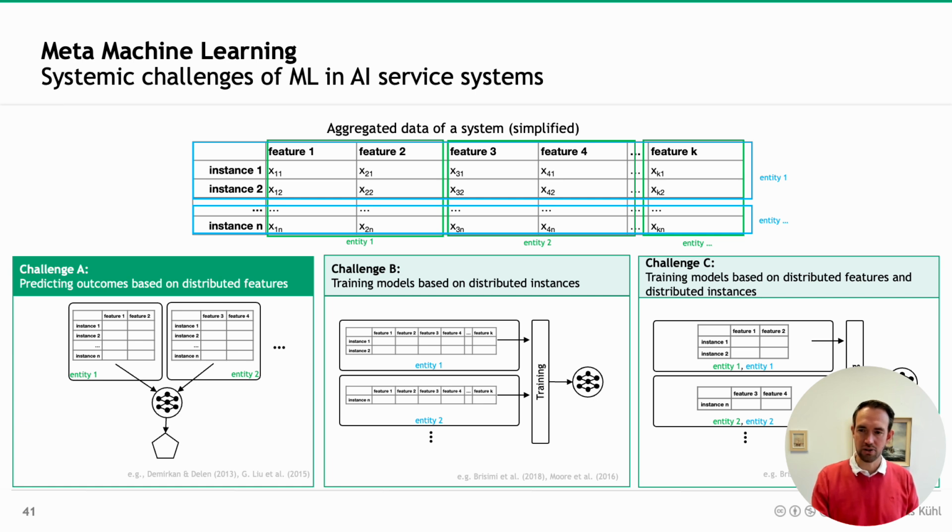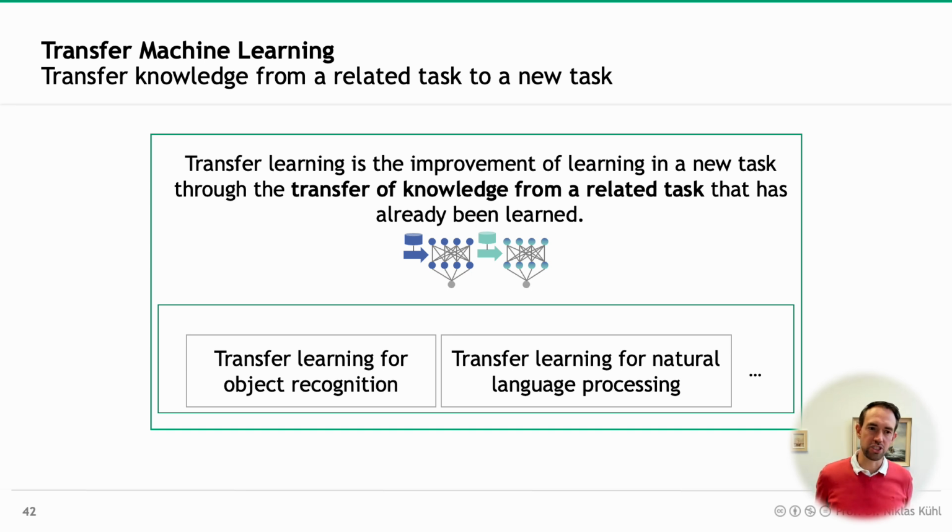Now, let's talk about transfer machine learning. What is transfer machine learning about? It's about the improvement of learning in a new task through transferring knowledge from a related task that has been already learned. So you can do transfer learning for object recognition, transfer learning for natural language processing, and so on and so on.